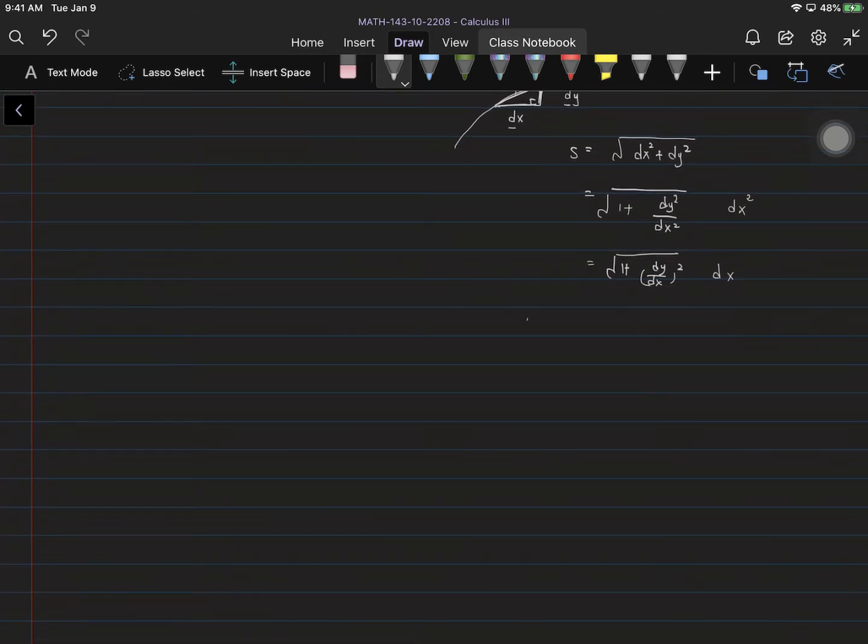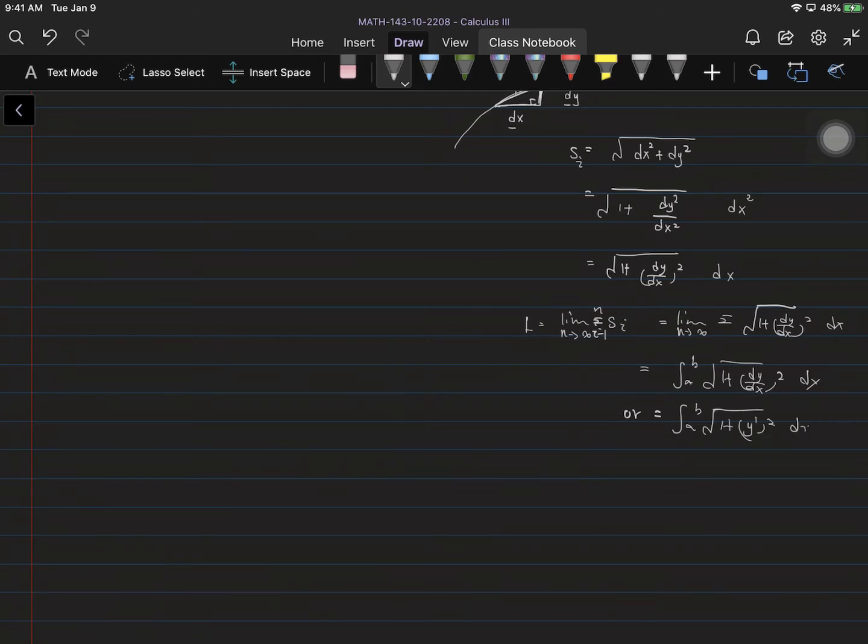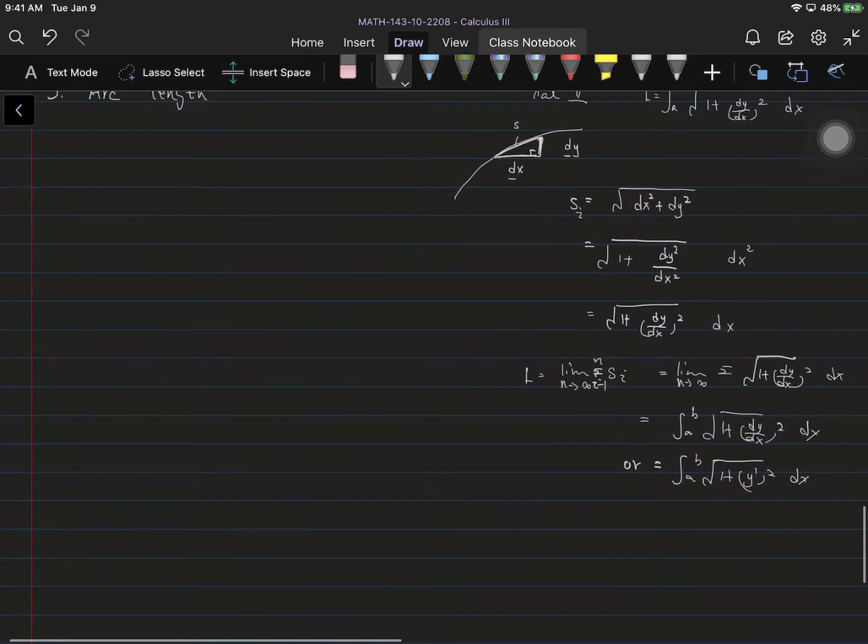And if we write the whole arc length, which is the limit of the sum, okay, sum i from 1 to n as n goes to infinity, which is the limit of a Riemann sum actually. And this is just the integral from a to b of the square root of 1 plus (dy over dx) squared, dx. Or we can just write down the square root of 1 plus y prime squared, dx. Right, we learned this in Calc 2. So here's just a quick review.